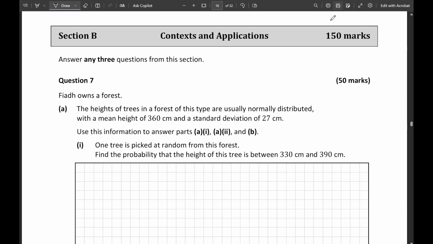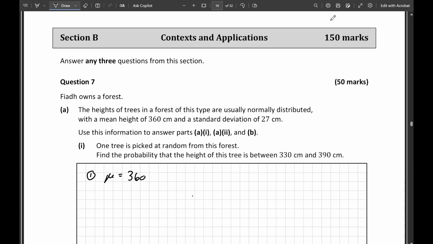Okay, finally on to section B, thank God. So, Phi owns a forest. The heights of trees in a forest of this type are usually normally distributed, with a mean height of 360 and a standard deviation of 27, both in units of centimeters. One tree is chosen. Find the probability that the tree's height is between 330 and 390.